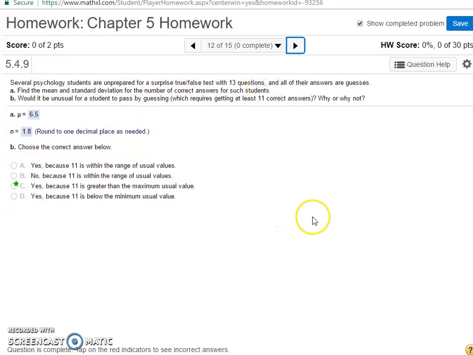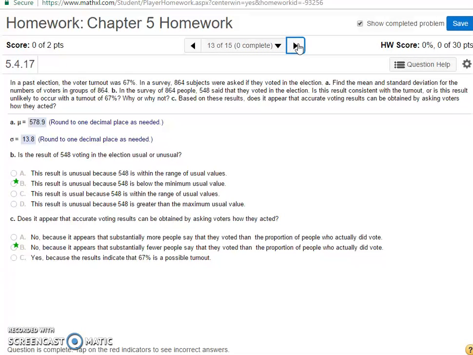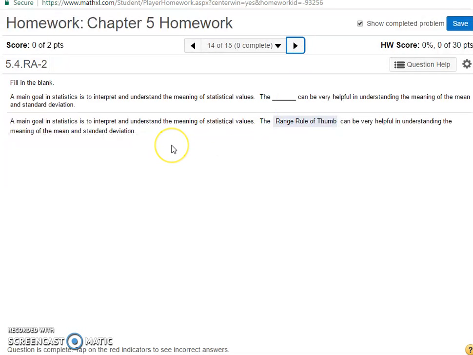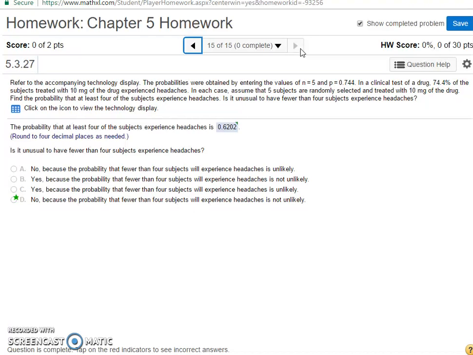So here's another one that's going to be very similar calculation-wise. And here, the main goal in statistics is to interpret and understand the meaning of statistical values. The range rule of thumb can be very helpful in understanding the meaning of the mean and the standard deviation. And then refer to the accompanying technology display.